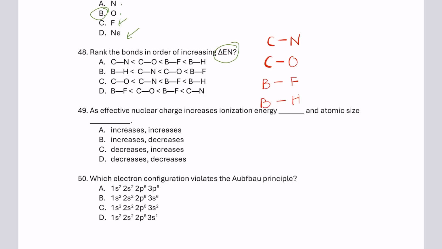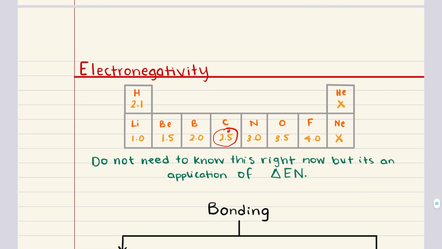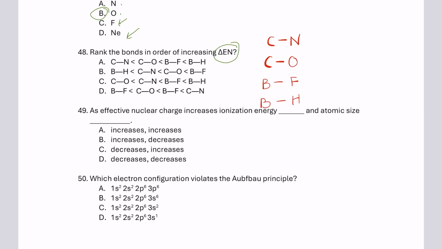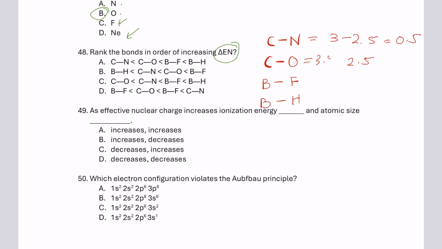For the first bond, the carbon and nitrogen, carbon has an electronegativity value of 2.5, and nitrogen has an electronegativity value of 3. So we need to take the difference between these two values. 3 minus 2.5, that's equal to 0.5. Then we do the same for the carbon to oxygen bond. Carbon has an electronegativity value of 2.5, and oxygen has an electronegativity value of 3.5. So we take the difference, 3.5 minus 2.5, that's equal to 1.